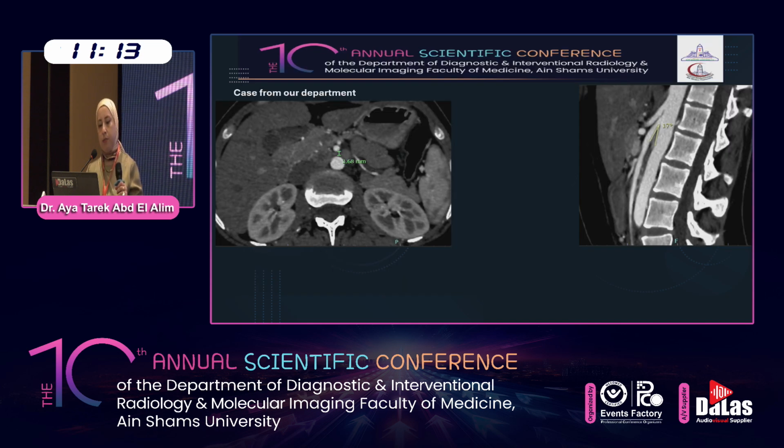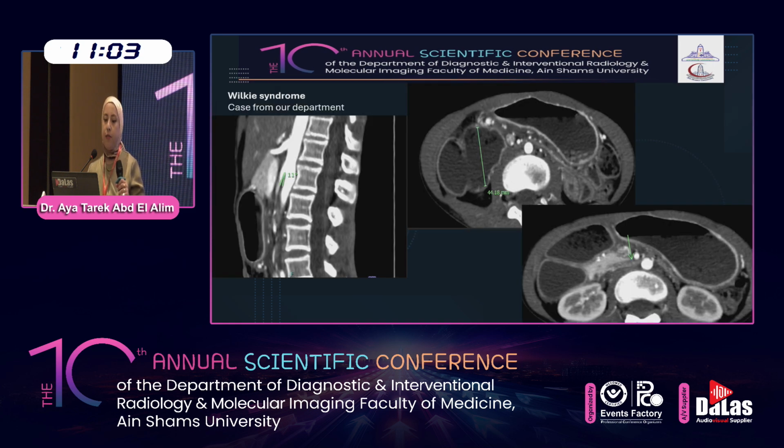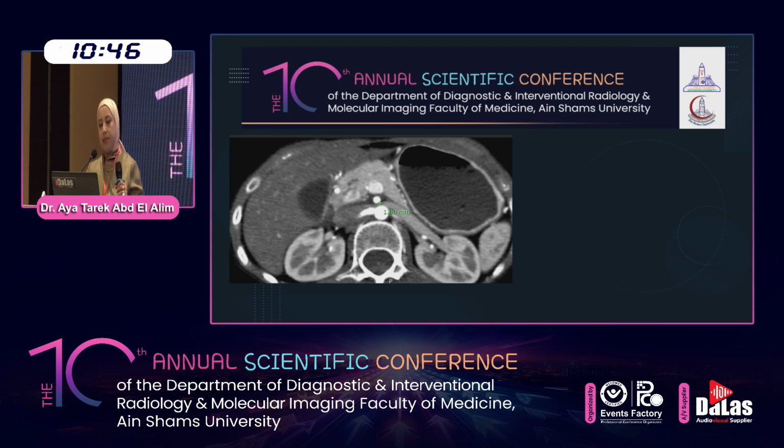Case from our department showing decreased aortomesenteric distance of 3.6 millimeters, and the angle is decreased, seen as 17 degrees. As for Wilkie syndrome, this is a case from our department showing the decreased angle up to 11 degrees with dilated duodenum reaching 4 centimeters, and the duodenum is seen compressed between the aorta and the superior mesenteric artery. In this case, the aortomesenteric distance is decreased, reaching 1.9 millimeters.